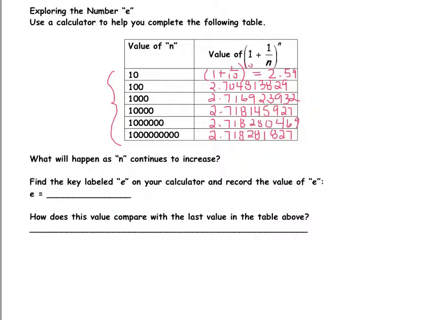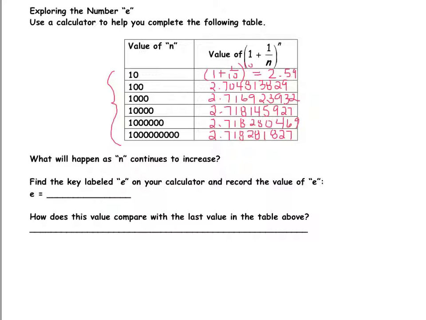Okay, these are the numbers that you got as you plugged in those values for n. As you can see, as n continues to increase, the numbers get closer and closer together. They're going to level out at a certain number, so you can write that in for that question.